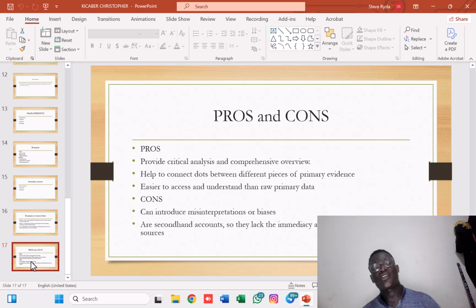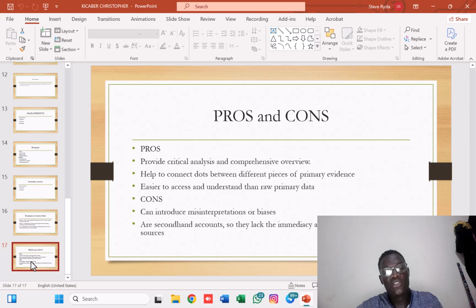We have the pros and the cons. Earlier on I informed you about the pros and cons: the pros are the advantages, whereas the cons are disadvantages. We shall go straight into the pros. They provide critical analysis and a comprehensive overview of the information, and it helps to connect dots between different pieces of primary evidence. They are also easier to access and understand than primary data.